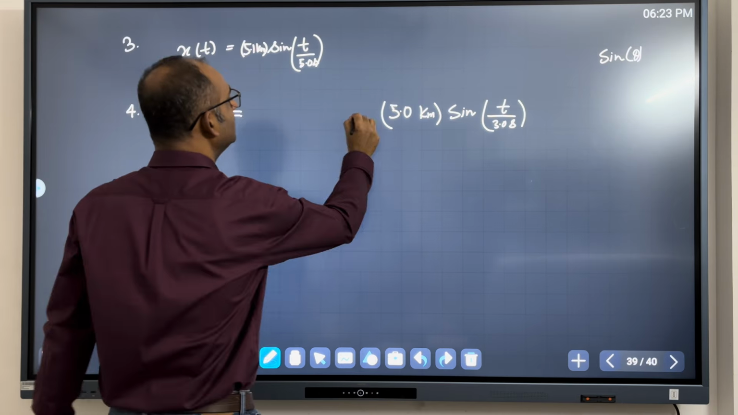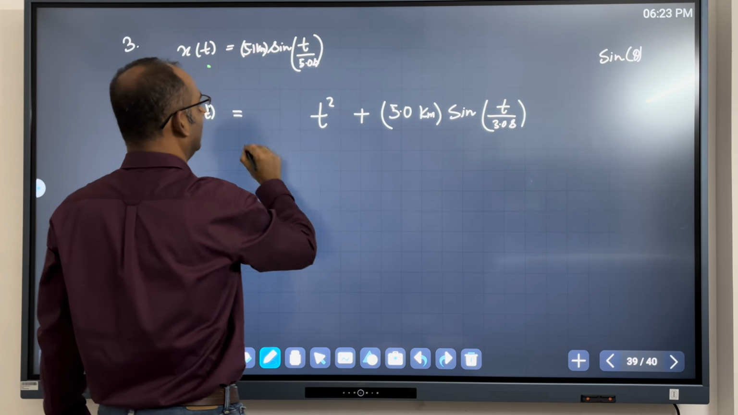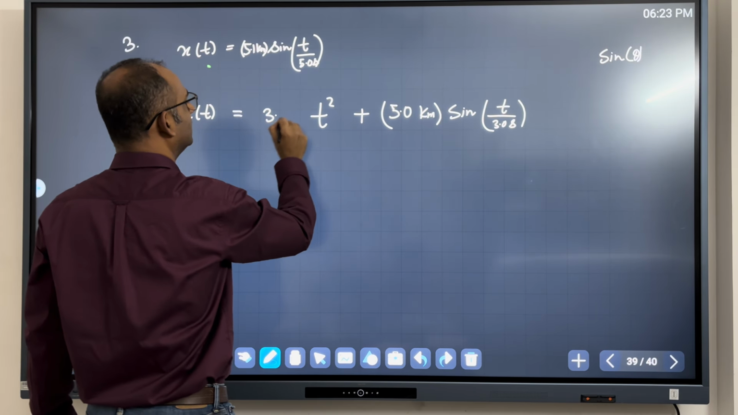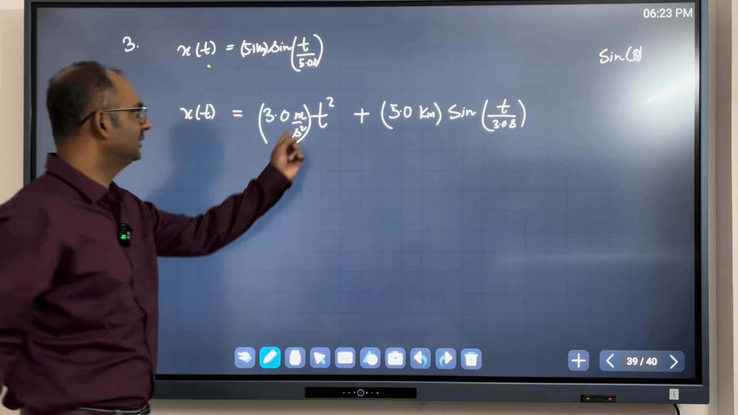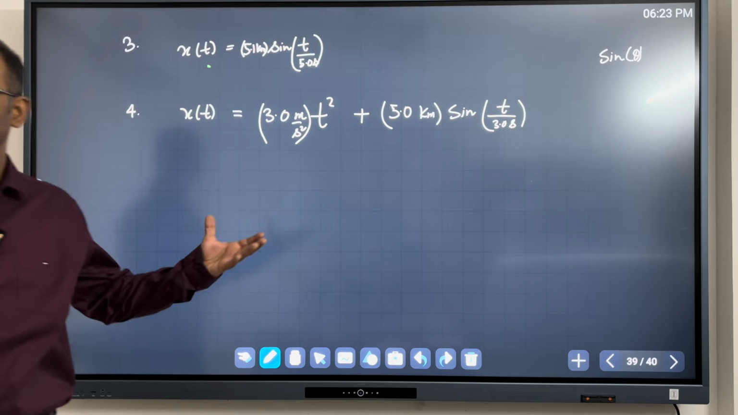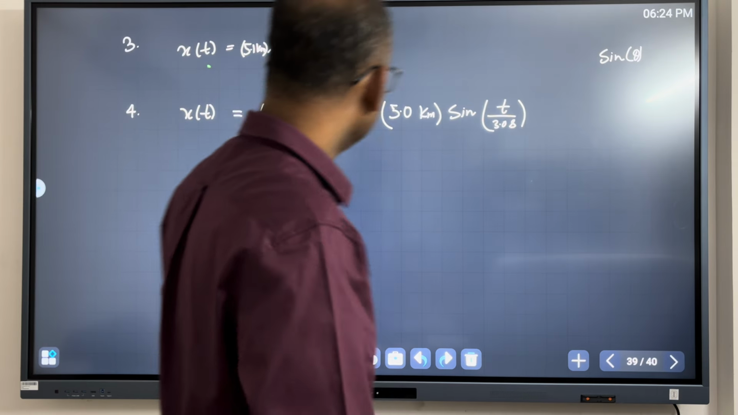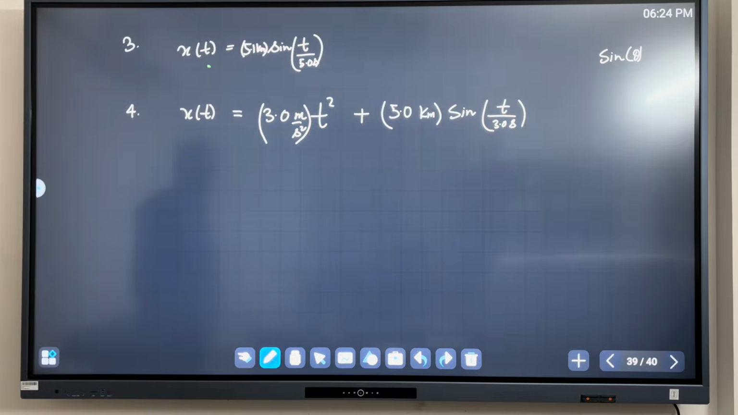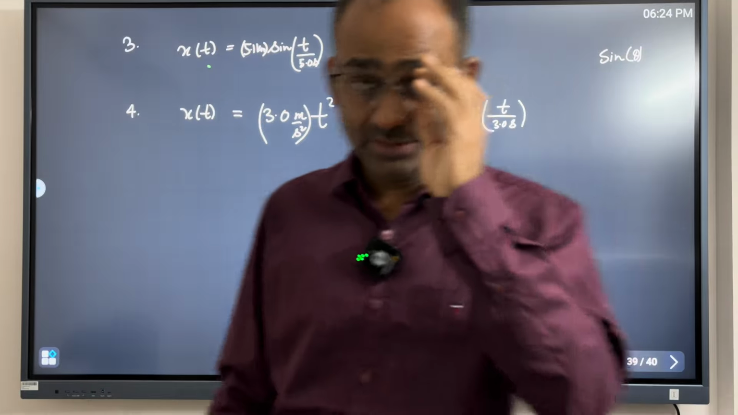Okay, plus I want something quadratic. So t square, and I should have something which makes the dimensions correct, and this makes the dimensions correct. Is that okay? I could have similar things here. Okay, so now let's make some connection with the derivatives.